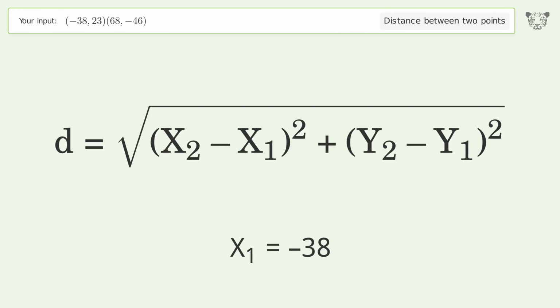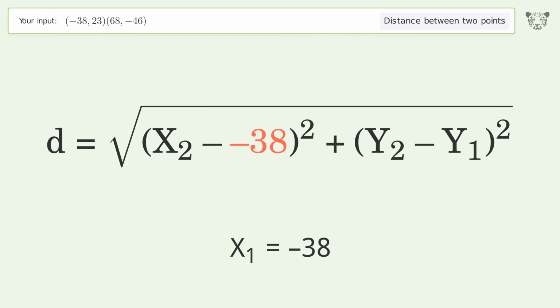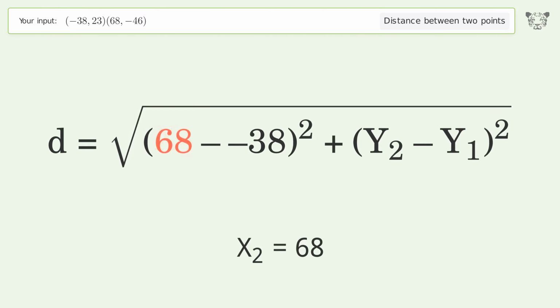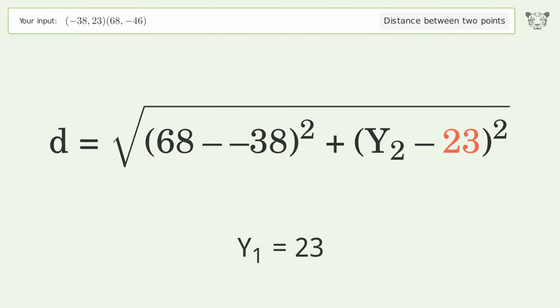x1 equals -38. x2 equals 68. y1 equals 23. y2 equals -46.